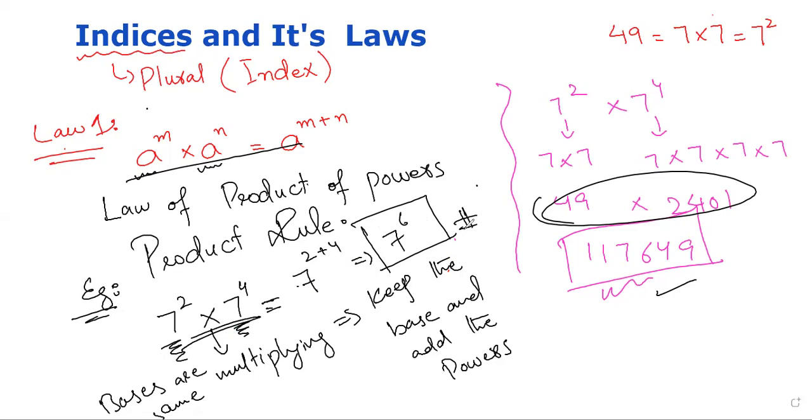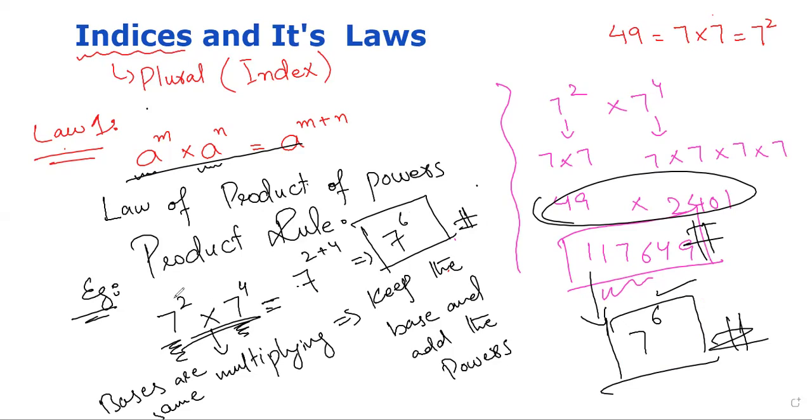For example, an examiner will ask you to use the law of indices to simplify the problem. Either you write this or you write 7 to the power 6. It is the same solution. I hope you understand what I'm trying to say here. But there is one exception in this law. And what is that exception?